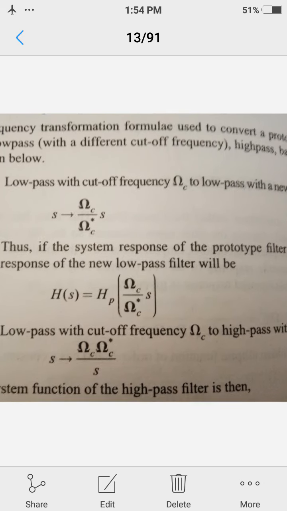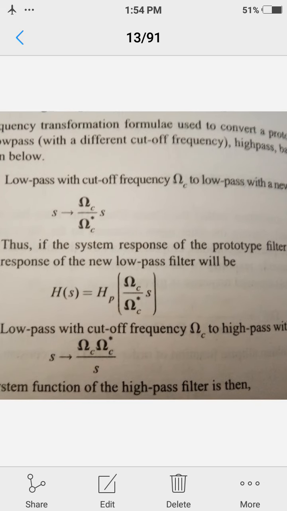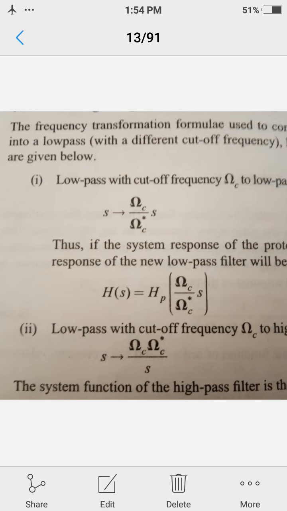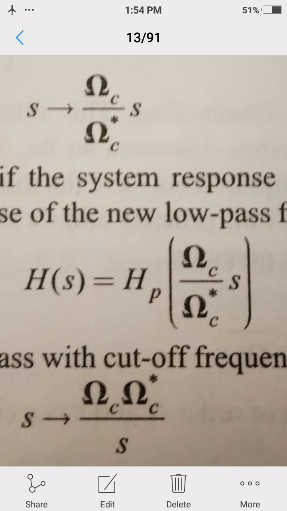If we want to convert a low pass filter with cutoff frequency Ωc to a low pass filter with another cutoff frequency Ωc', substitute s tending to Ωc/Ωc' into s. We will be substituting s here. Thus, if the system response of the prototype is HP(s), then the system response of the new low pass filter will be H(s). And what will H(s) be? H(s) is equal to HP(Ωc/Ωc' into s).